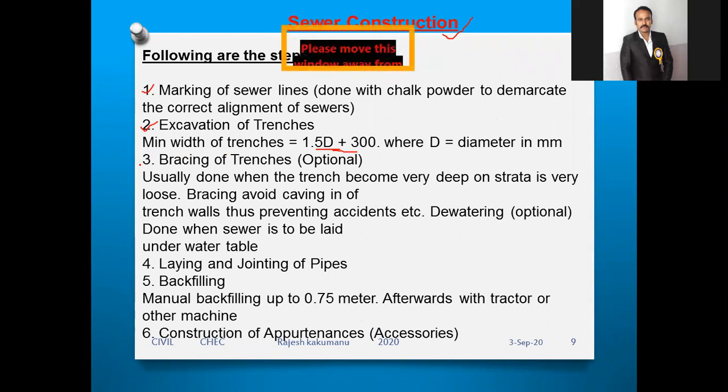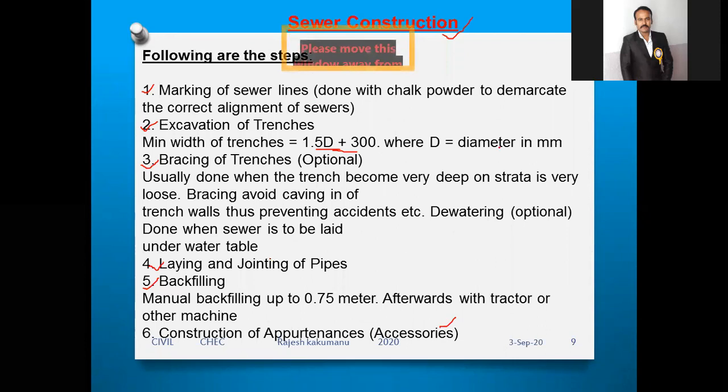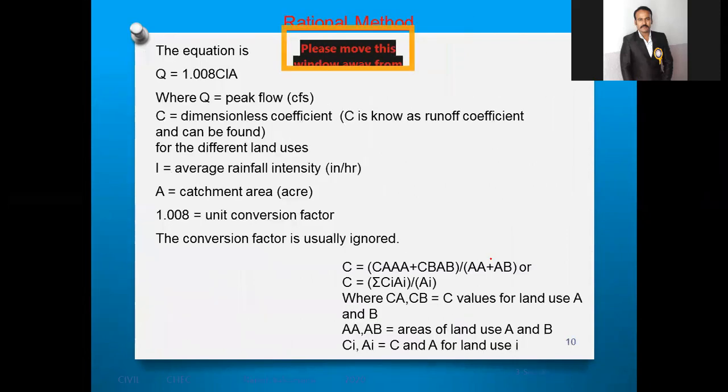Next, bracing of the trenches. Then laying and joining of the pipes. Then backfilling of the pipe joints. Next, construction of appurtenances, which are the accessories we discussed in the last classes. So these are the six major points of how to construct a sewer once the design is approved. Based on this, we will do some problems now.